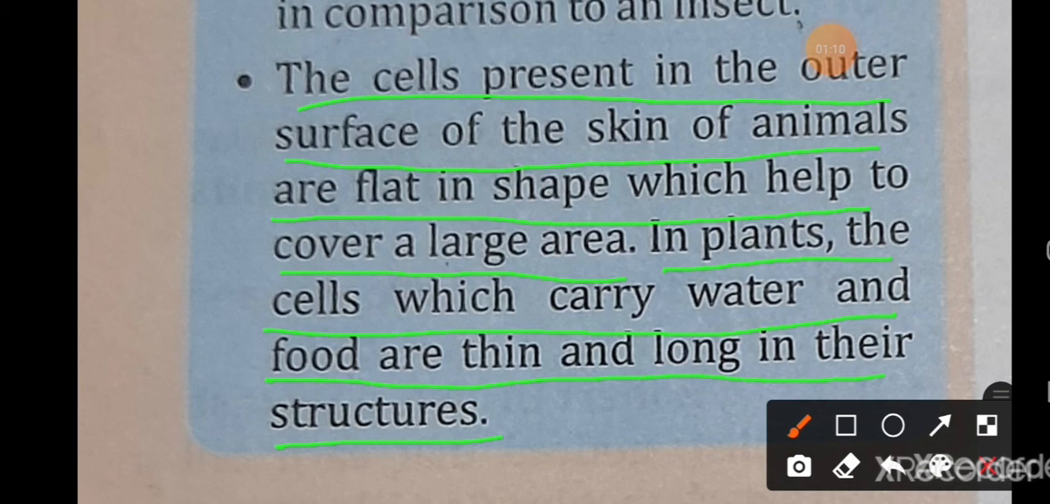For example, a bird has more cells in comparison to an insect, or an elephant has more cells in comparison to a bird. Cells on the outer surface of the skin of animals are flat in shape, which helps to cover a large area. But in plants, they are thin and long in structure because it helps to carry water and food.